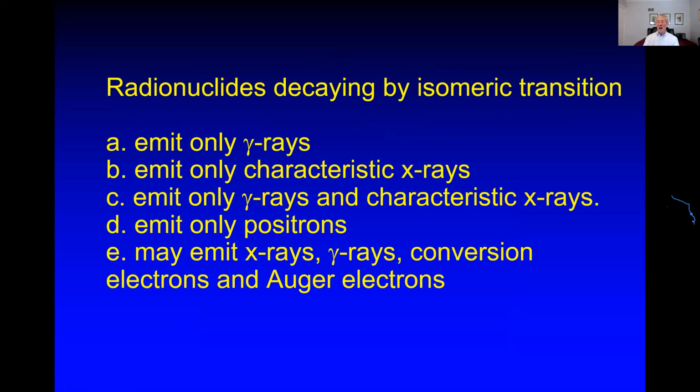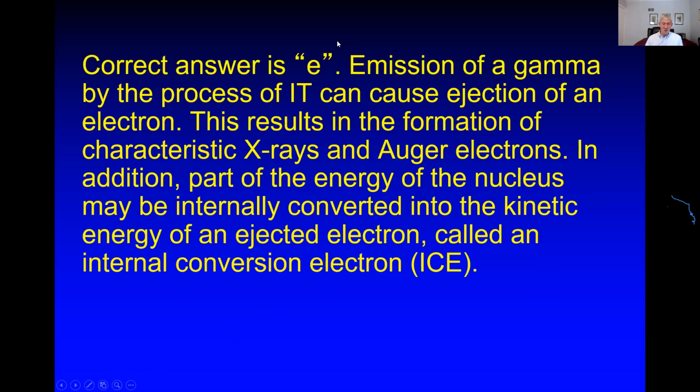Radionuclides decaying by IT. Think technetium. A, emit only gamma rays. B, emit only X-rays. C, emit both of those. D, emit only positrons. Or E, can emit X-rays, gamma rays, conversion electrons, and Auger electrons. E. Okay, good. So E is the correct answer. We get all of these: X-rays and gamma rays, conversion electrons, and Auger electrons. So that is the correct answer.